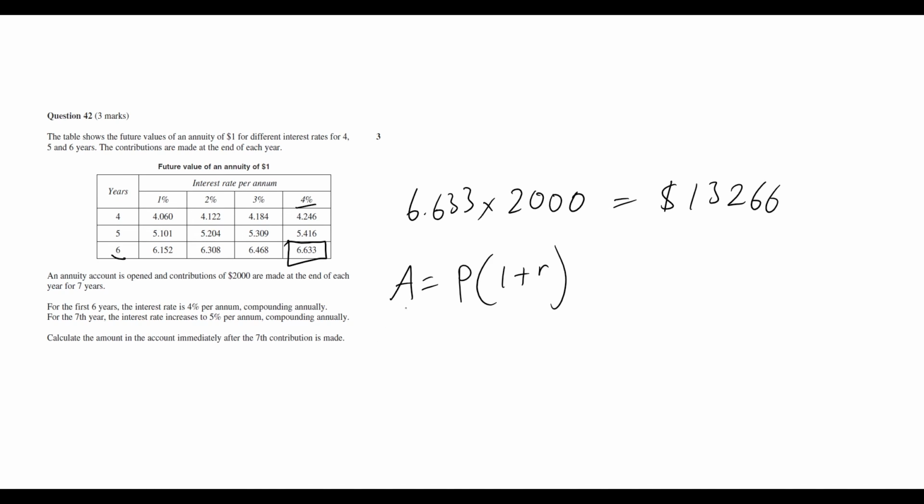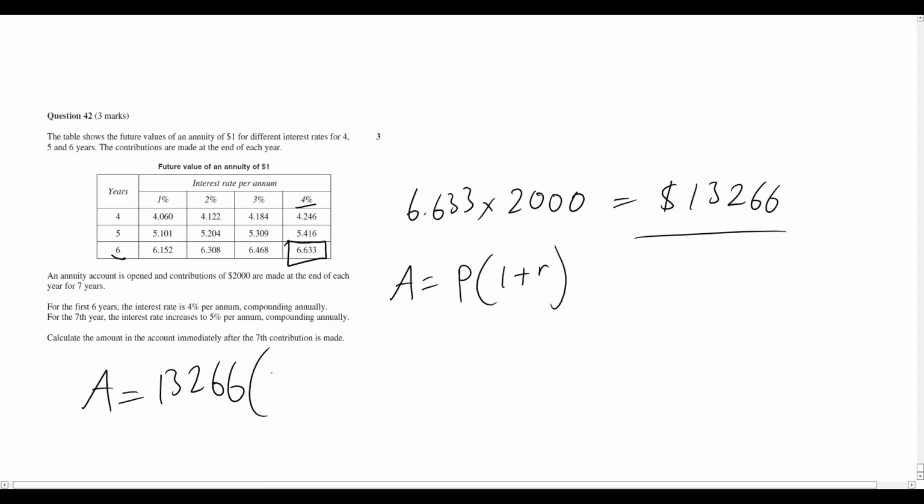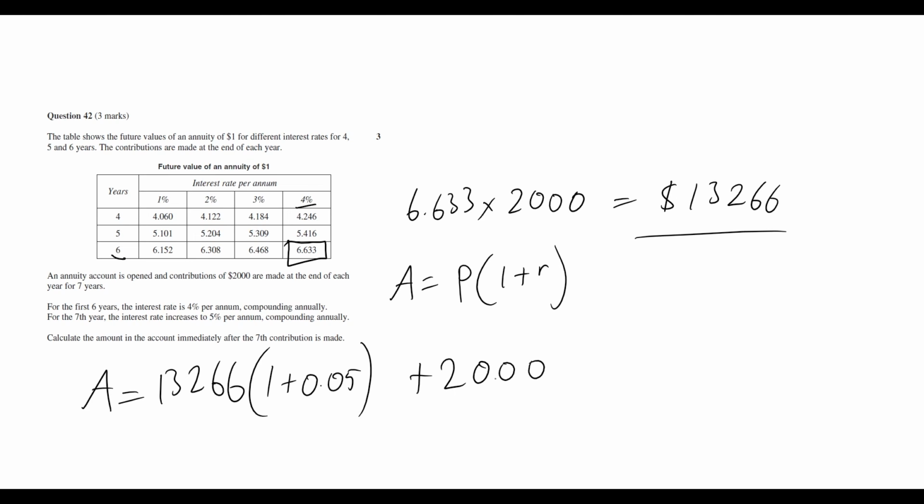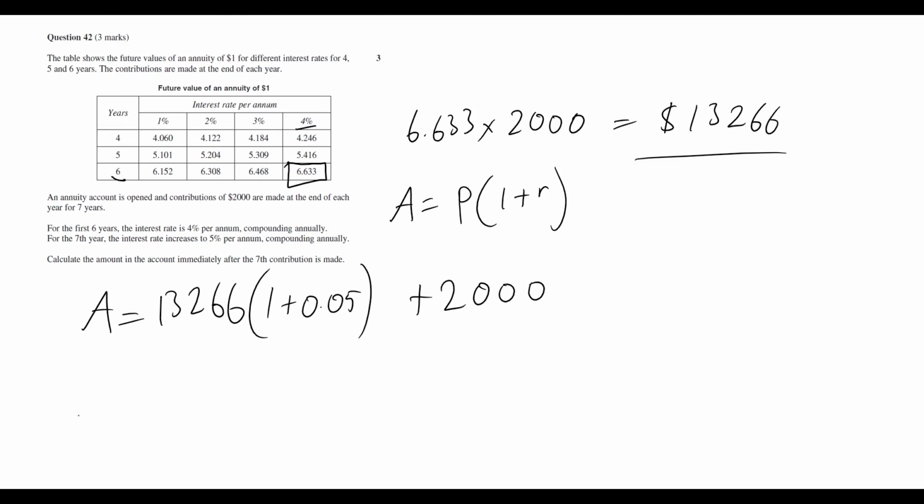So now to look for the final amount, we say that the final amount A is equal to the principal amount before that year, at the end of the 6th year, of 13,266 times (1 plus 0.05), because that's the interest rate on that 7th year. And now at the end of that year, we will then add $2,000. And so that means that the final amount for this annuity is going to be $15,929.30.